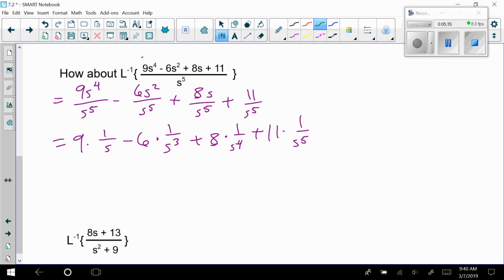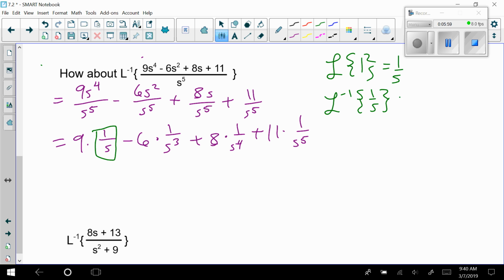What I want you to do when you do this is start ignoring the constants and just focus here. Is this missing anything to convert backwards? I know the Laplace transform of 1 is 1 over s. So the inverse Laplace of 1 over s has to be 1.